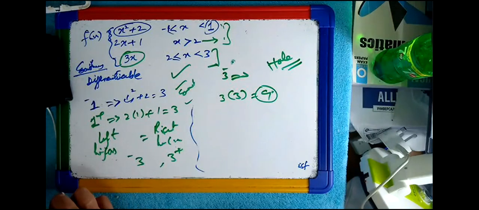A hole is like two continuous functions but one is not a continuous function. This is called a hole. Now, how to check the differentiability?